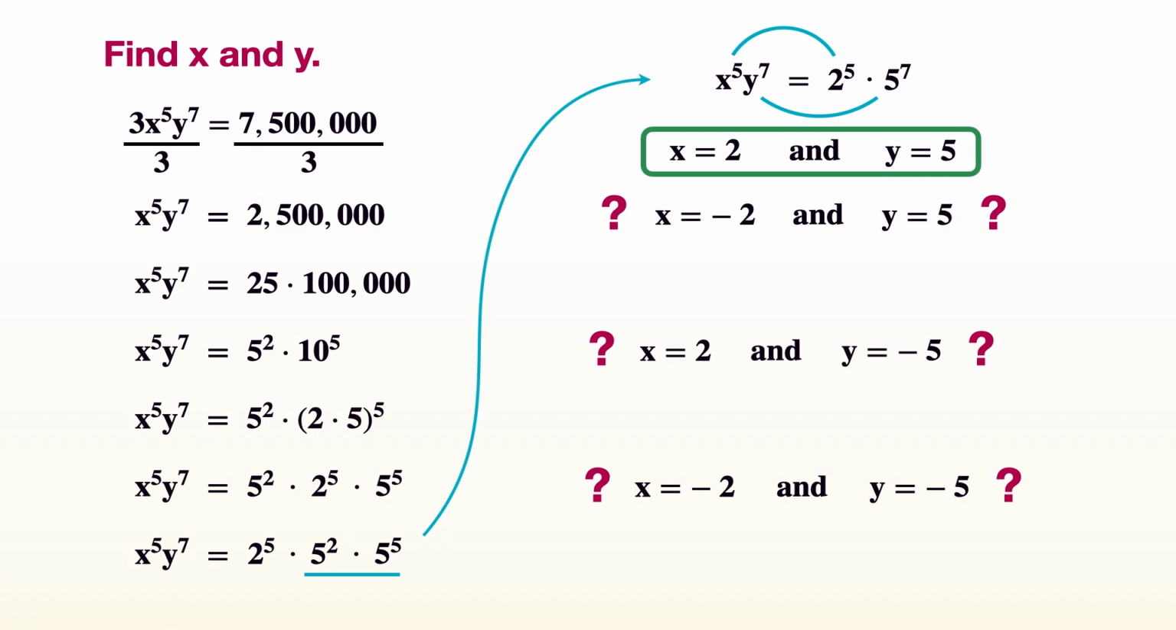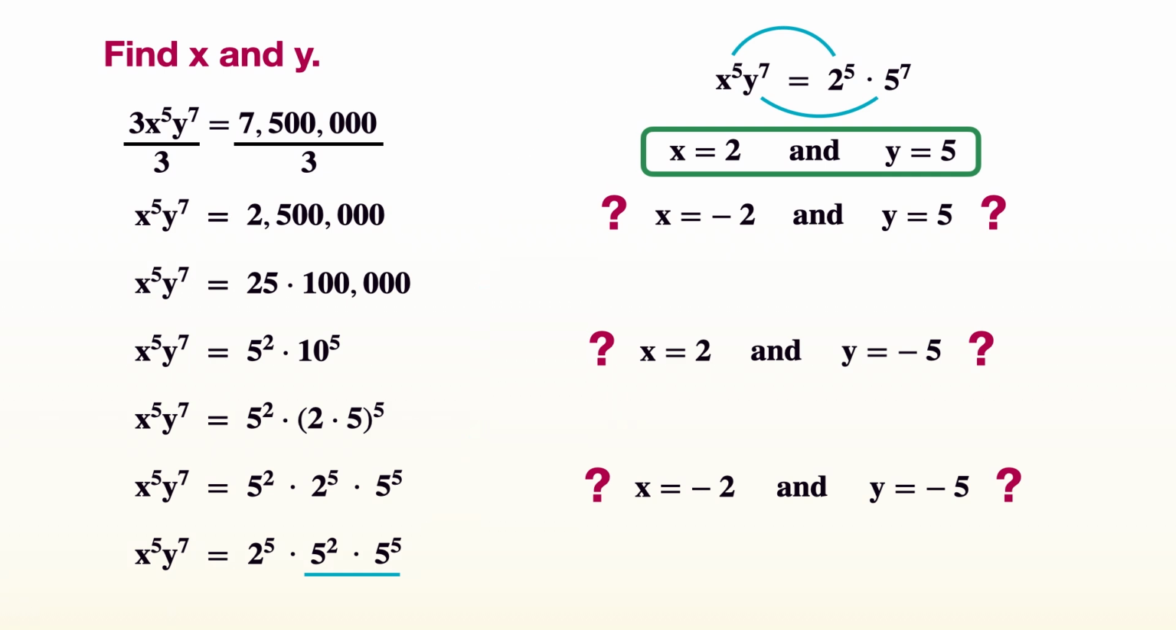For all 3 of these possibilities, we are only changing the signs of 2 or 5, so we do not need to check the magnitude of each product. That is, we know each product will equal 2,500,000. But that number is positive, so we need to check the resulting sign for each of these possibilities and accept as solutions only those that are positive.